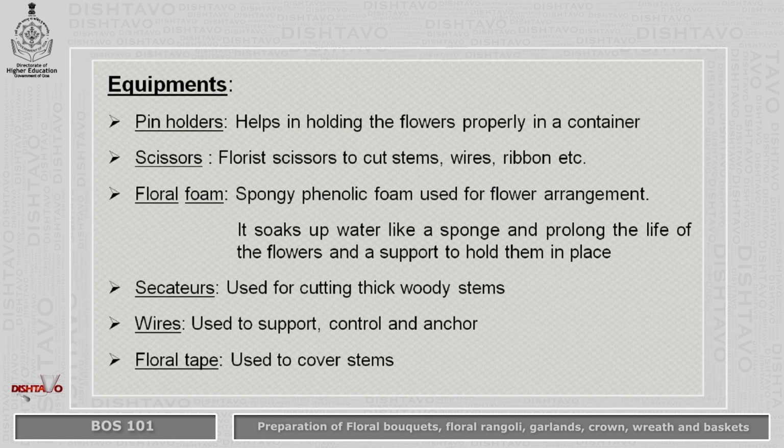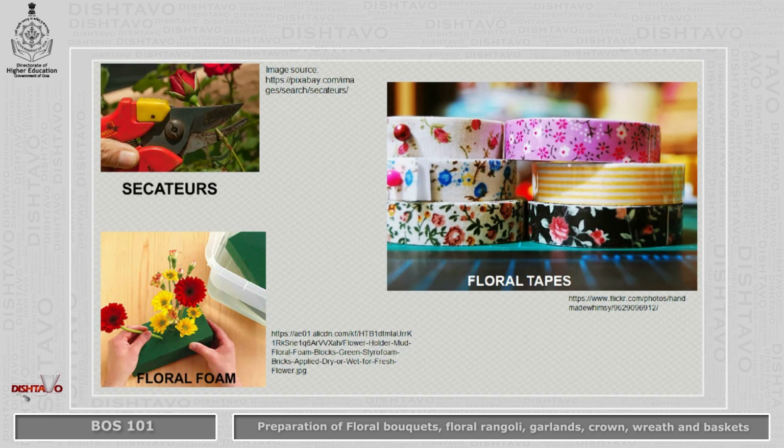We will require a florist scissor for cutting the flowers, which is different from the normal scissor, so that it doesn't harm the tissue and the water absorption capacity of the plant tissue is maintained. Wires and ribbon also need to be cut, so we will require a different kind of scissor. Secateurs are used to cut thick woody plant material which cannot be cut by scissors. We will require different kinds of floral wires which are decorative or colored, and tapes which are also decorative or colored. You can see some floral tapes, and secateurs which are used to cut very hard woody structures in the floral arrangement.